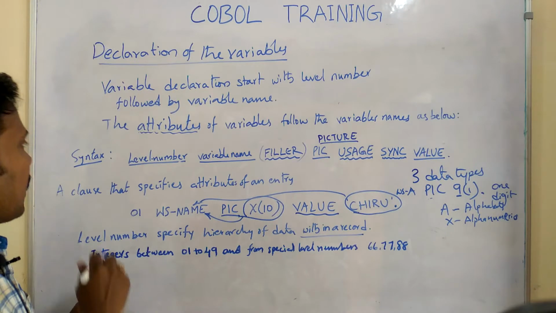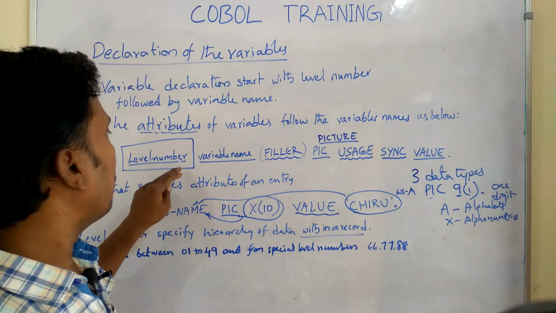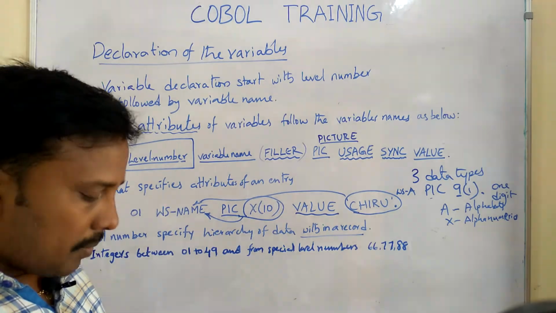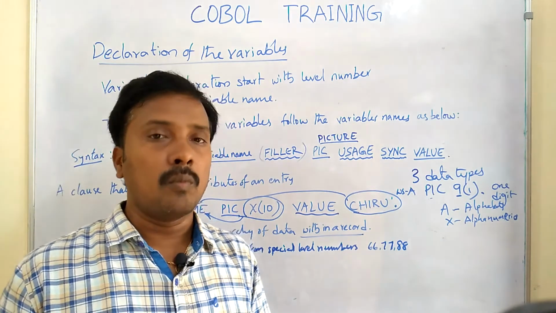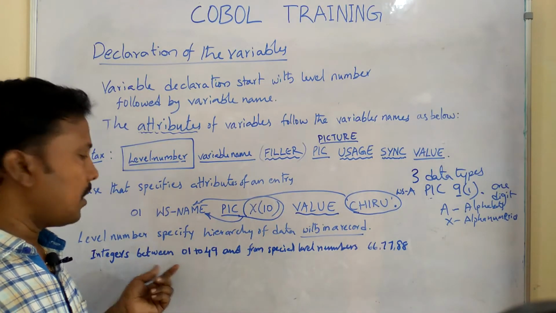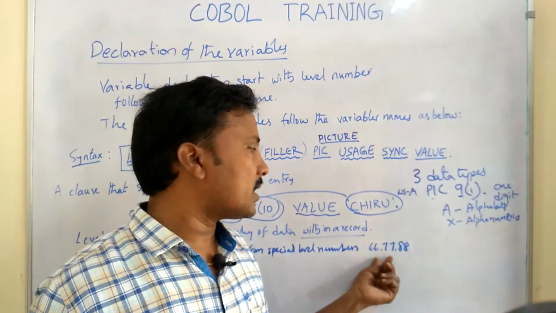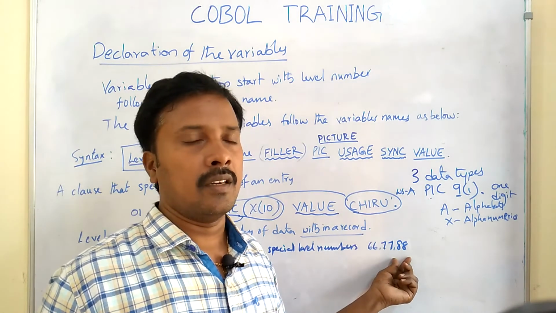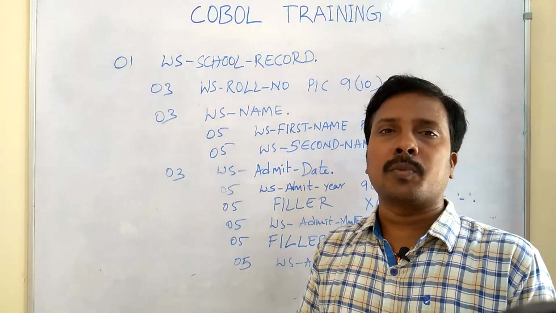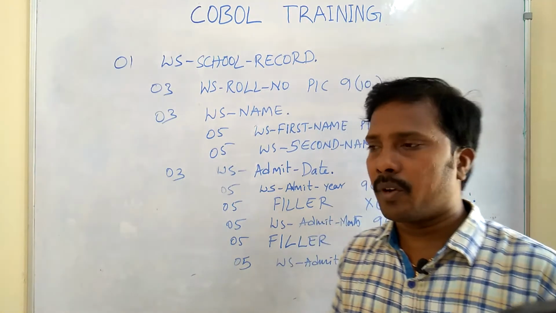Next, coming to this declaration, we started with this one. The level number is important in the variable declaration of a COBOL program. Here we have level numbers, integers from 01 to 49, and some special numbers: 66, 77 and 88. I told you there are level numbers 01 to 49 and some special level numbers, they are 66, 77 and 88. We will see them one by one.